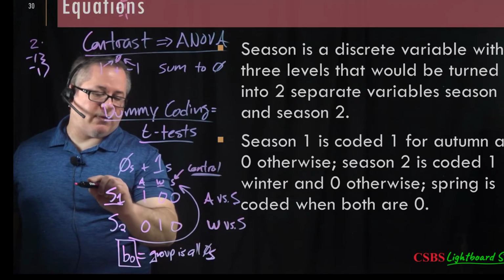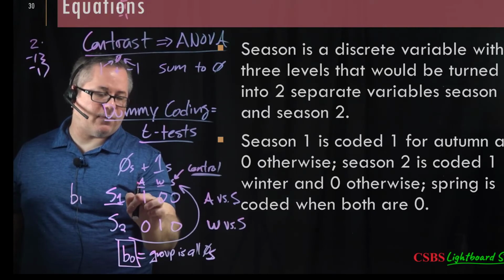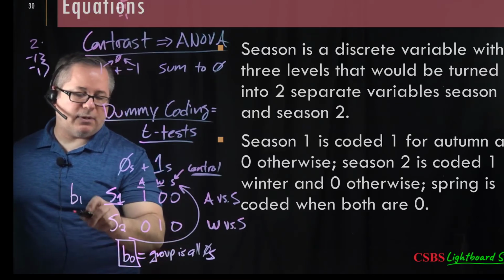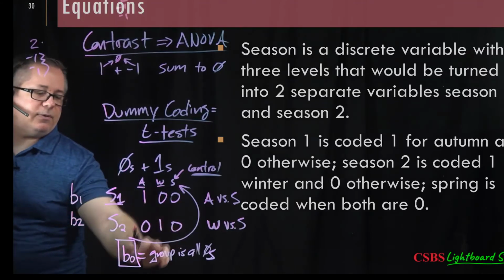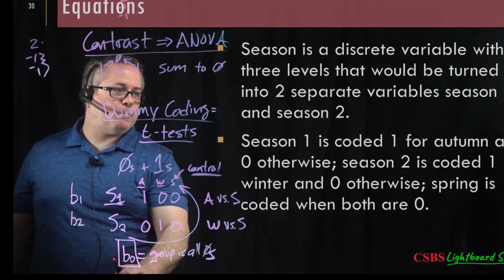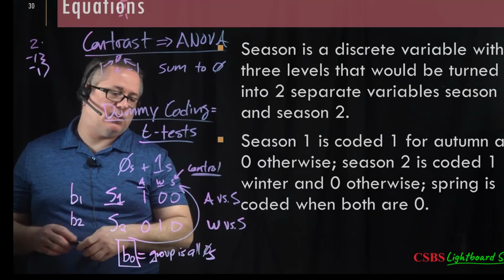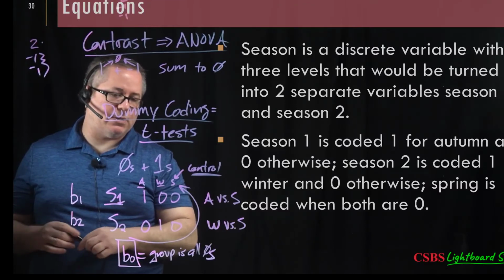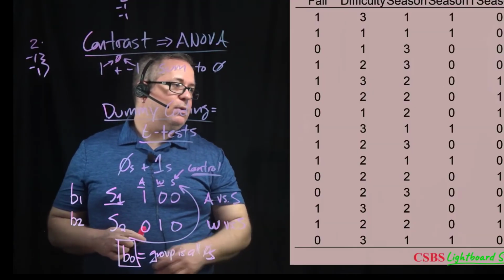Whatever slope we get for this one, the slope for season 1 is going to tell me how far autumn is away from the intercept, which is spring. And B2 is going to tell me how far winter is away or different from the intercept, which is spring. Okay, so that's why it's coded this way. We're comparing all the groups directly to one another. It just happens to be we're designating the spring season as our comparison, and everything's being compared to spring.